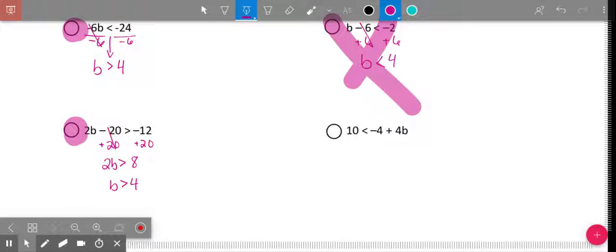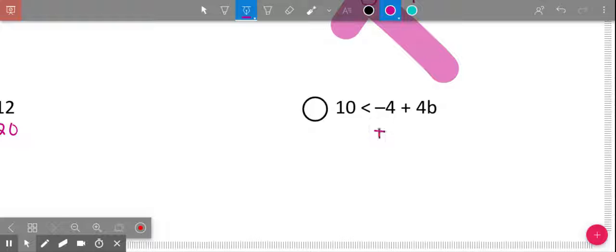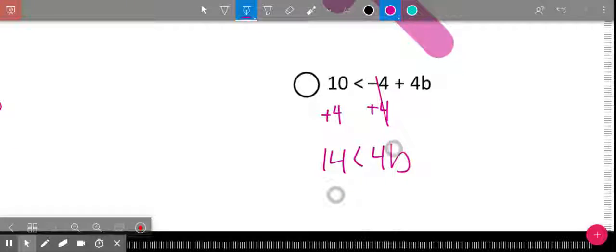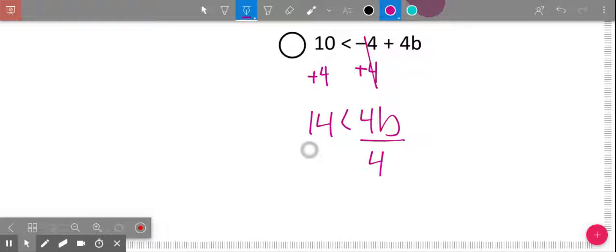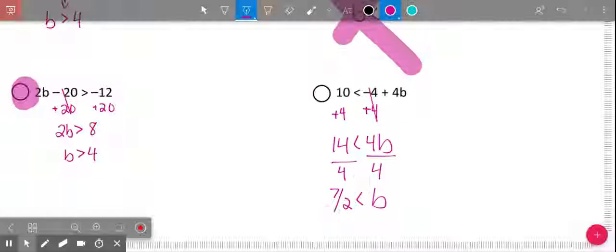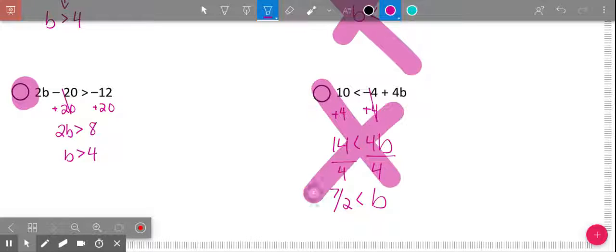Our last problem is 10 is less than negative 4 plus 4b. So I'm going to start by adding 4 to both sides. Those will cancel. So I'll have 14 is less than 4b. Divide out the 4. 14 divided by 4 reduces to 7 over 2 is less than b. Well, that's not even close to 4, so I know that can't be an answer. So I can get rid of that one as well.